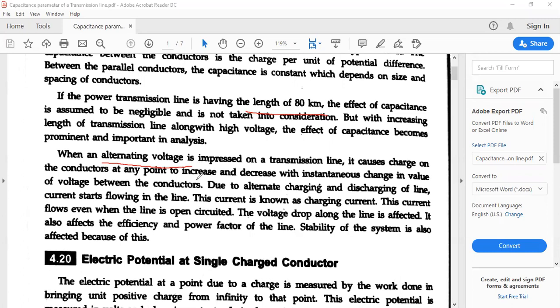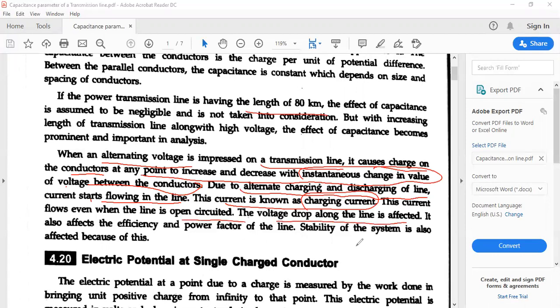AC voltage is being impressed on a transmission line. It causes the charge on the conductors at any point to increase or decrease with the instantaneous change in the value of voltage between the conductors. Due to alternate charging and discharging of the line, current starts flowing in the line. This current is called the charging current. This current flows even when the line is open circuited.